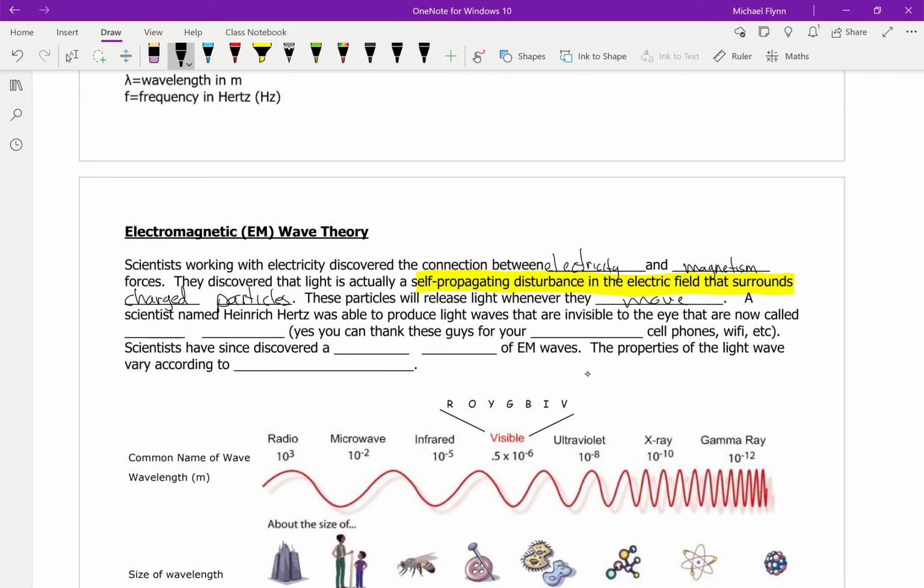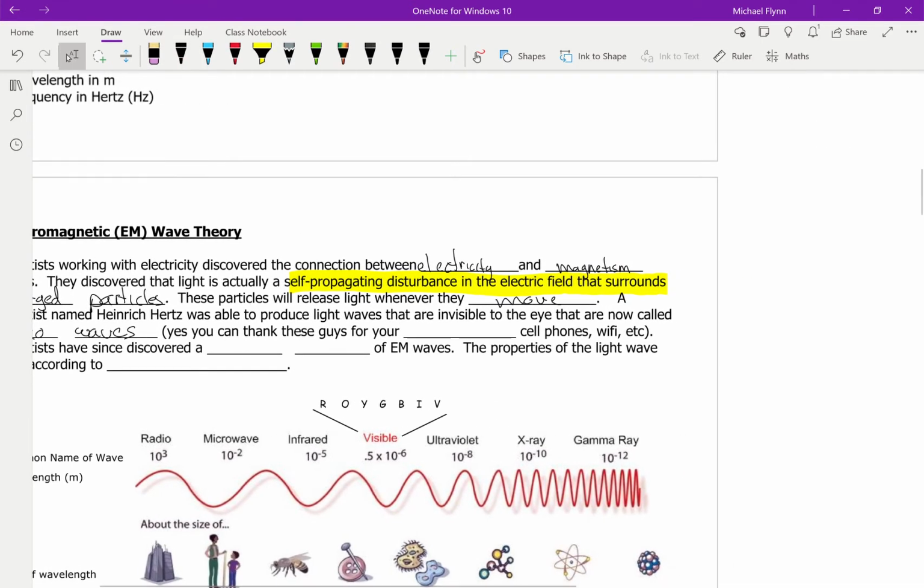Now, a famous scientist named Heinrich Hertz was able to produce light that you cannot see with your eye, that are now called radio waves. So he produced for the very first time radio waves. And radio waves are light also, but it's light that you cannot see.